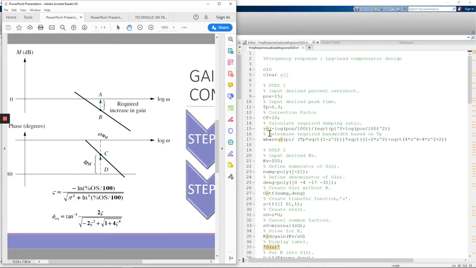The next step is to determine the damping ratio from this percent overshoot using this formula. I label the damping ratio as Z equal to this expression. In this case, ln has been replaced by log in MATLAB coding. The rest is equal to this formula.